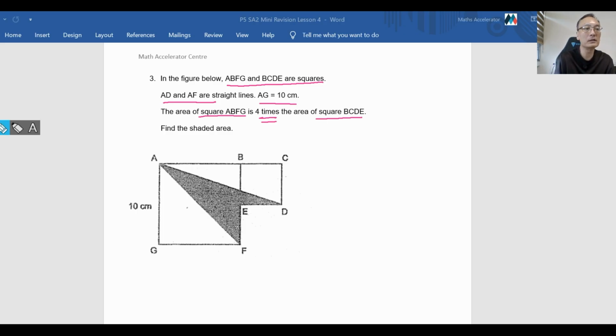So we can combine this portion and this portion, and we'll call it triangle A. And over here, we will combine these two portions to form another triangle here, right?